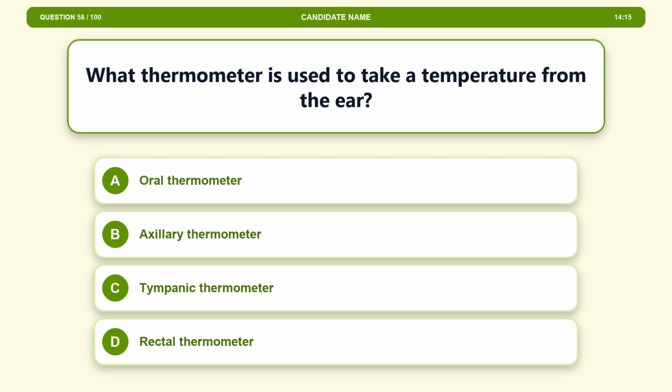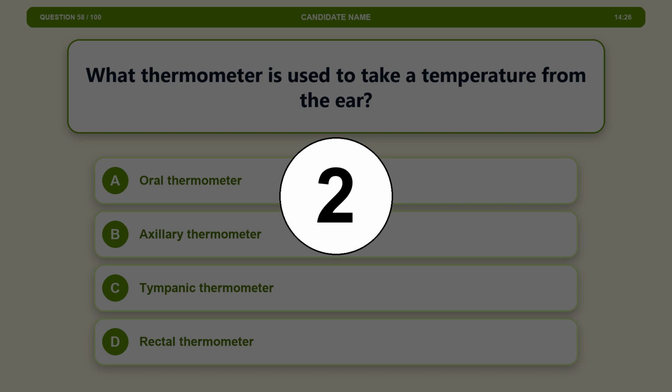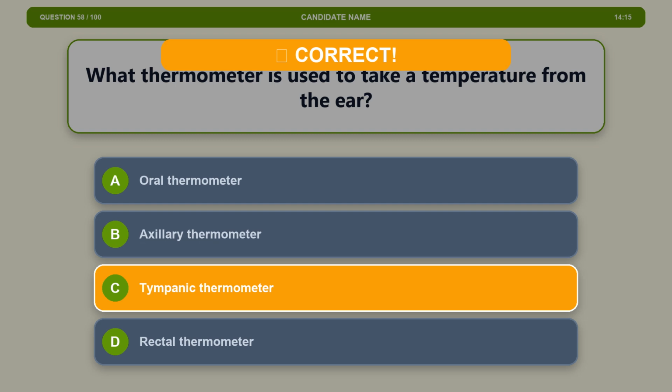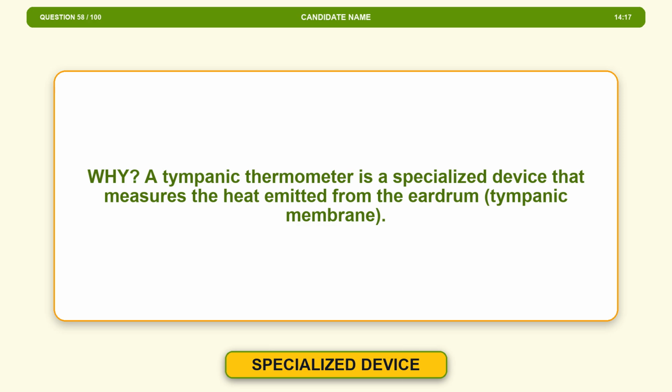Question 58. What thermometer is used to take a temperature from the ear? Option A, oral thermometer. Option B, axillary thermometer. Option C, tympanic thermometer. Option D, rectal thermometer. The correct answer is option C, tympanic thermometer. A tympanic thermometer is a specialized device that measures the heat emitted from the eardrum, the tympanic membrane.